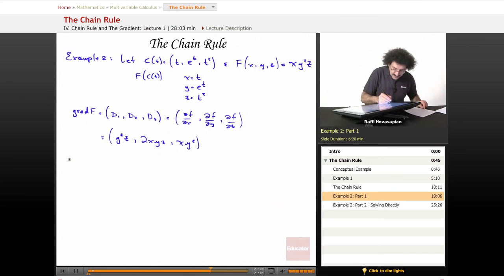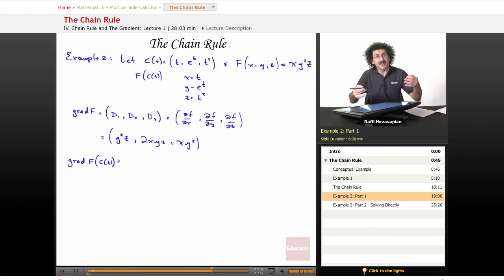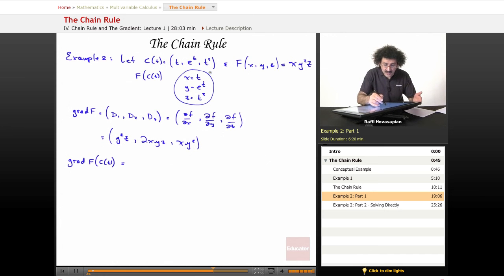So now we'll take the next step. Now we'll do the grad of f evaluated at c of t, which is the actual expression that's in the definition for the chain rule. Well, all that says is I take my gradient of f, this thing, and I just put in the values c of t in here. Well, x is t, y is e to the t, z is t squared. So when I put these things into here, here's what I get.